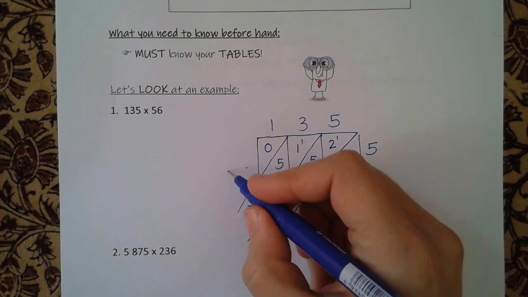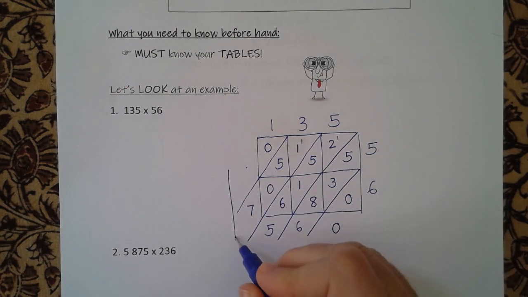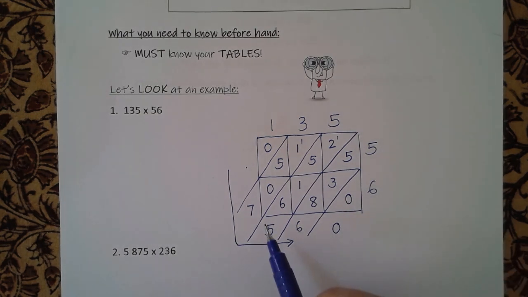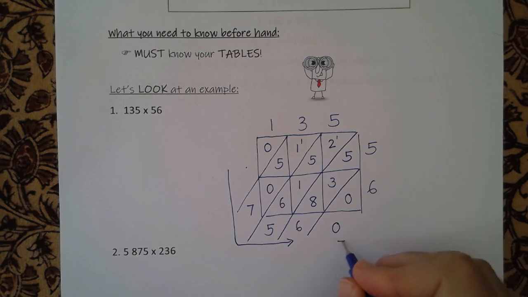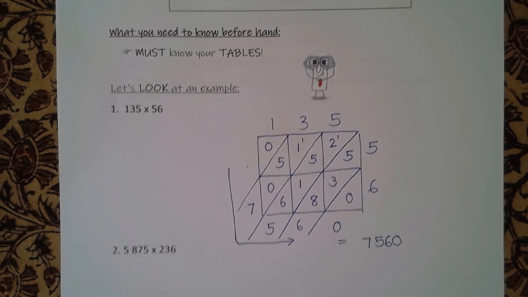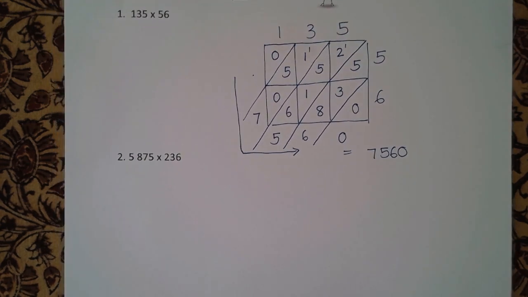And then you're going to read from the top to the bottom and then to the right. Just pay attention to the arrow. So your answer is going to be 7,560. Okay, so you can see it here, 7,560.